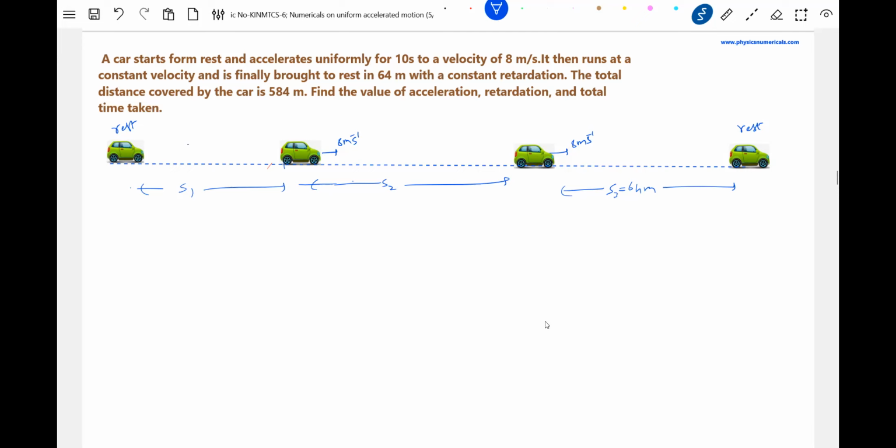So what is this acceleration? We don't know, A1. And what is this retardation? We don't know. And the total time taken, so we have this interval of time t equal to. Hope everyone, the moment you read the question, you must have this much of background. Okay, this is what is happening to the car. Or you can plot the velocity versus time graph.